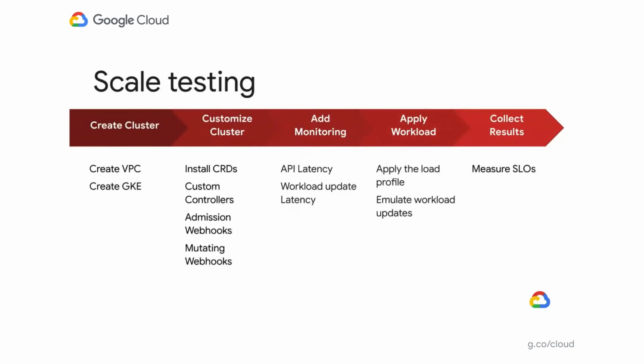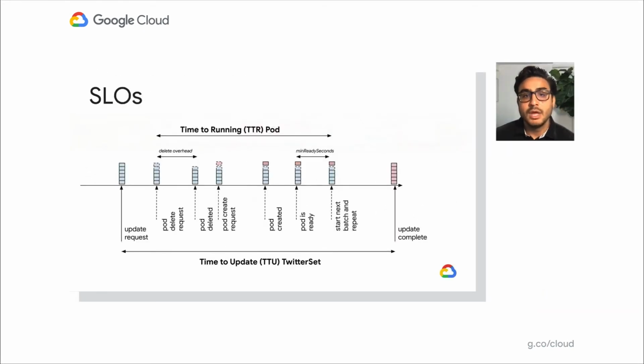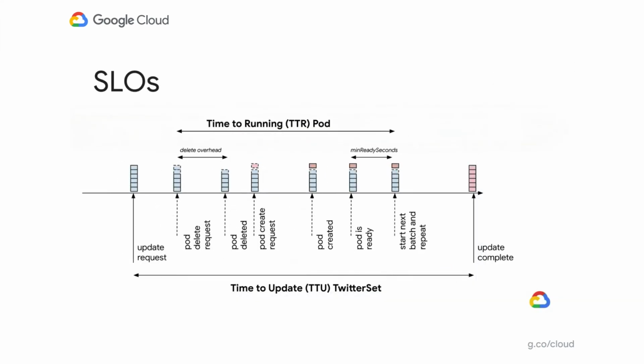So what does a scale test look like? To minimize inter-test interference, each test run starts from a blank slate and goes through the following steps. We create a new cluster, we apply Twitter customizations, we set up some monitoring, we apply the workload, and finally we collect the results. We measured these results in terms of service level objectives, or SLOs. We carried some of these SLOs from our current compute setup since our customers are pretty much used to them. Although in practice, these SLOs highly depend on workload configuration, they give us a good baseline for comparison.